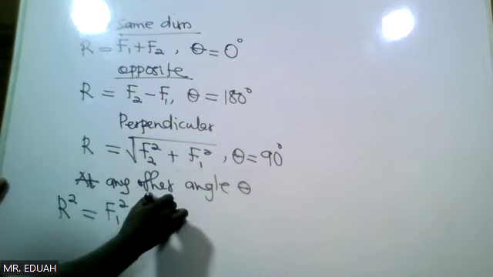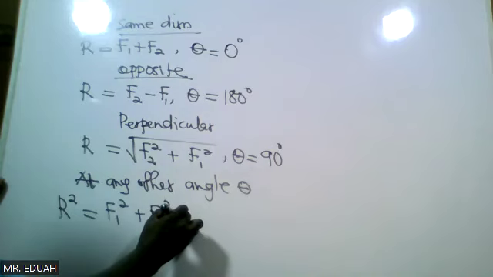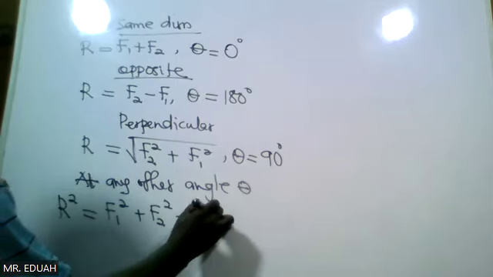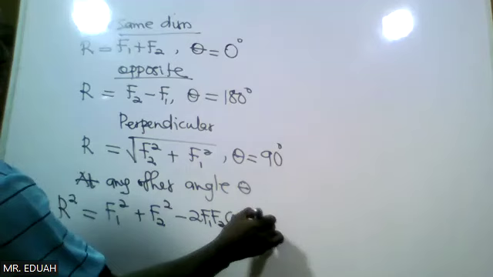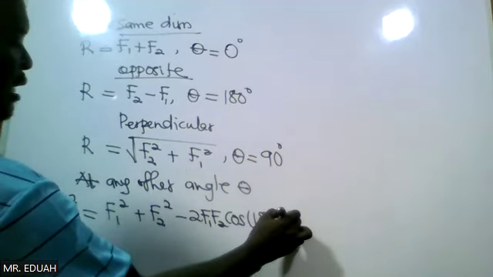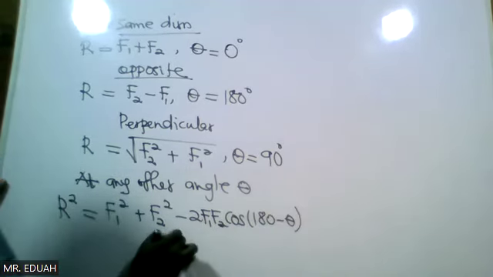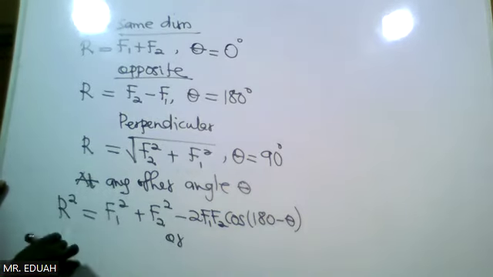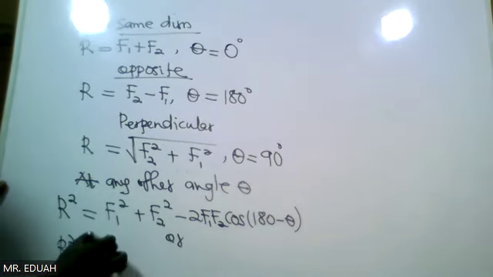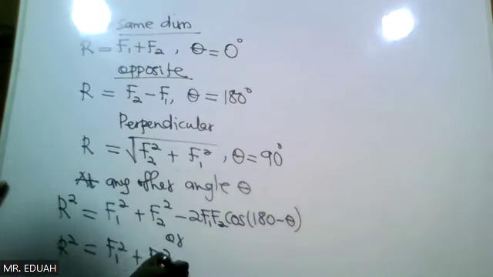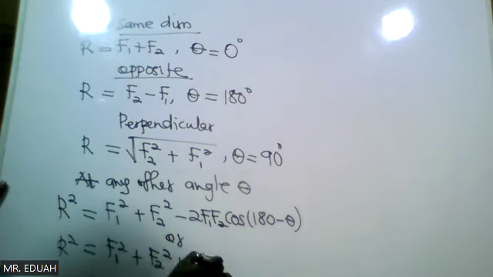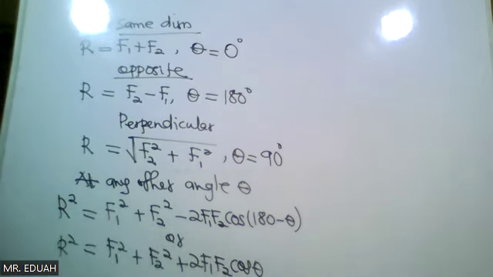Okay, this is the cosine rule. R squared is equal to F1 squared plus F2 squared minus 2 F1 F2 cos of 180 minus theta, or R squared is equal to F1 squared plus F2 squared plus 2 F1 F2 cos theta.